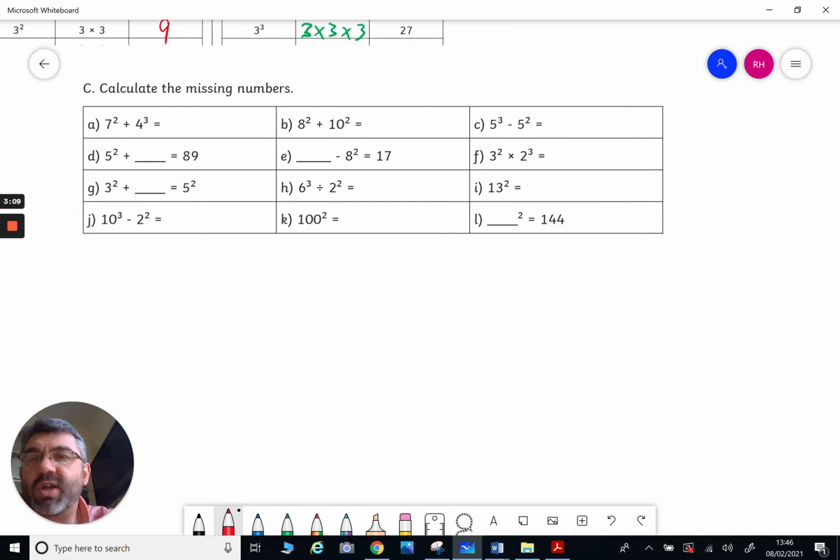Okay, so let's take a couple of them and just work our way through. Let's start with a simple one to start with. Let's look at A. Okay, 7 squared plus 4 cubed. So we've got this 7 squared and 4 cubed.